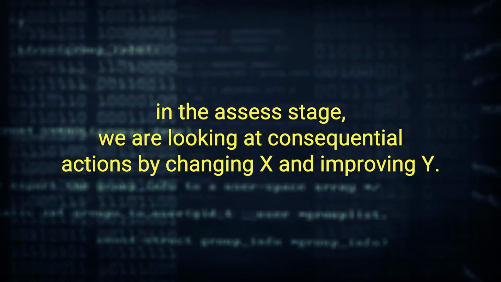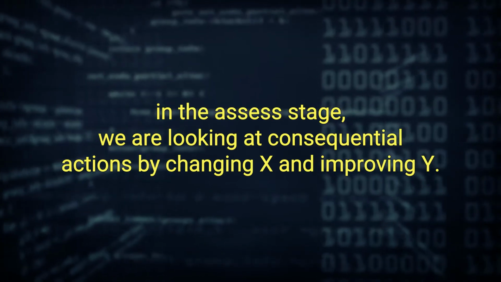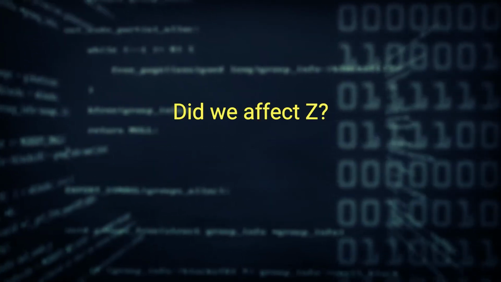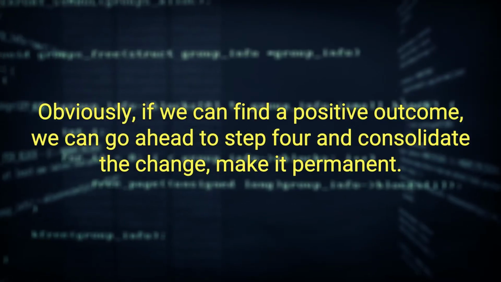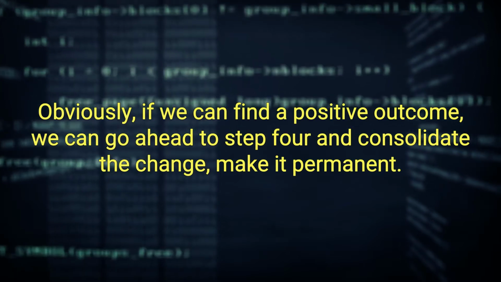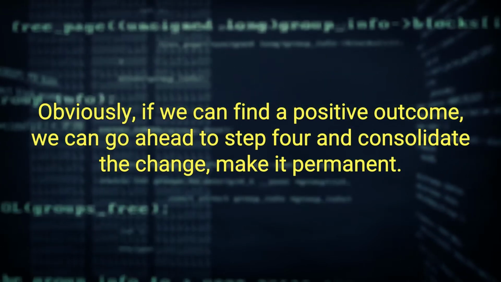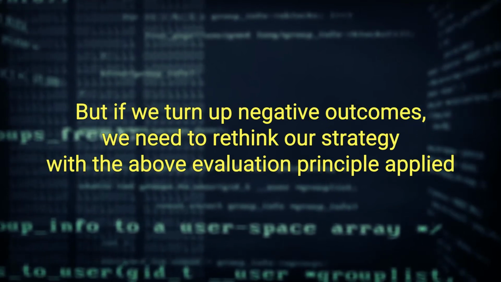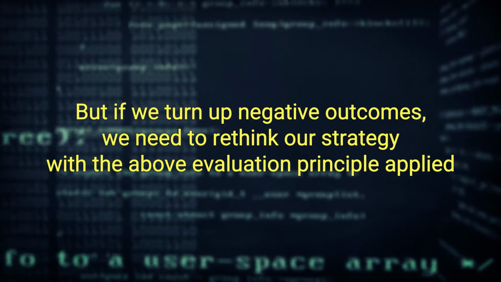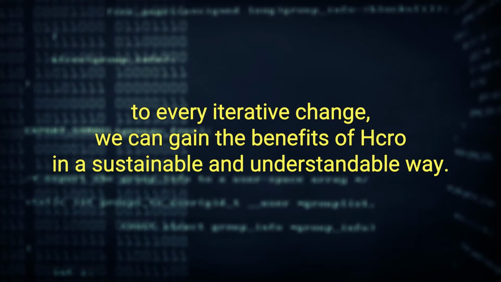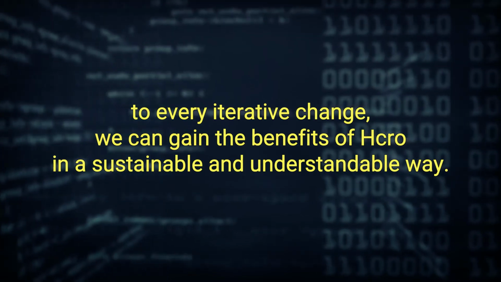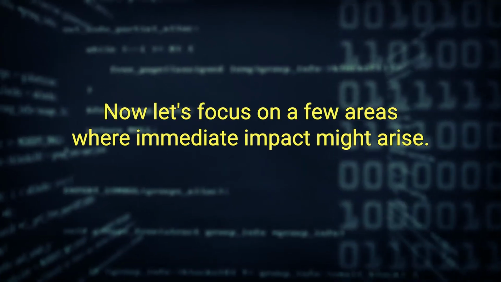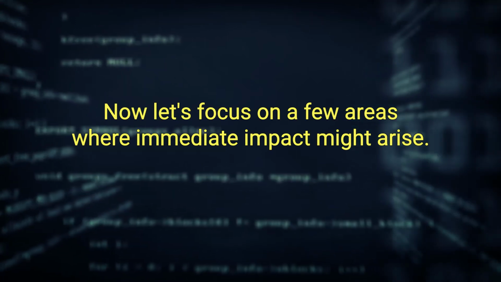Assess. In the assess stage, we are looking at consequential actions. By changing X and improving Y, did we affect Z? Was that effect positive or negative? Obviously, if we can find a positive outcome, we can go ahead to step 4 and consolidate the change. Make it permanent. But if we turn up negative outcomes, we need to rethink our strategy. With the above evaluation principle applied to every iterative change, we can gain the benefits of HCRO in a sustainable and understandable way. Now, let's focus on a few areas where immediate impact might arise.